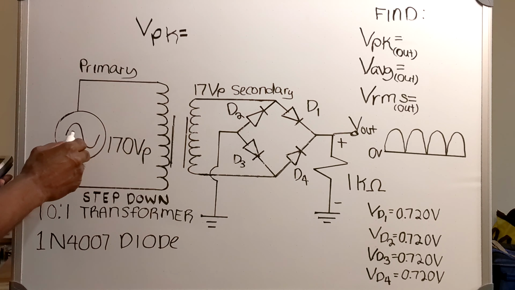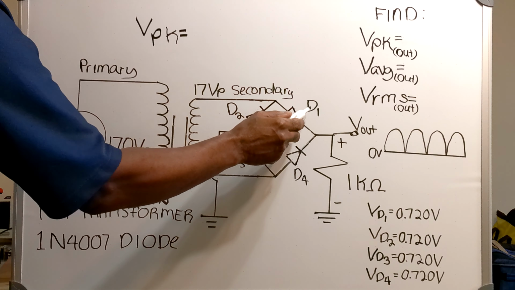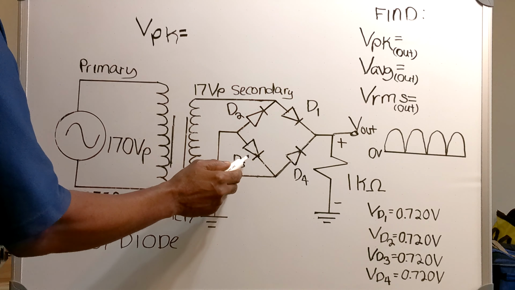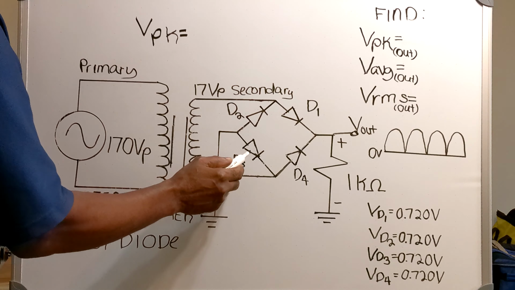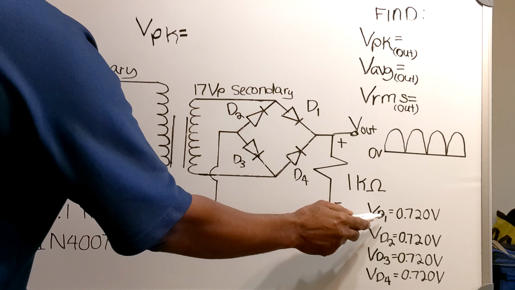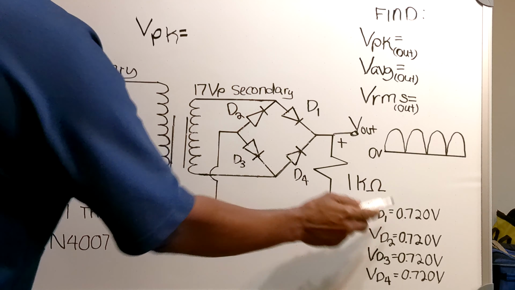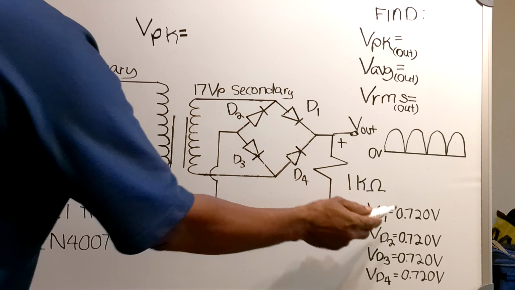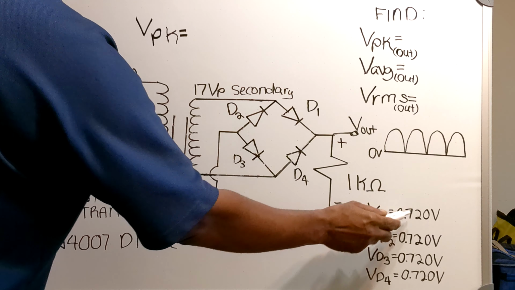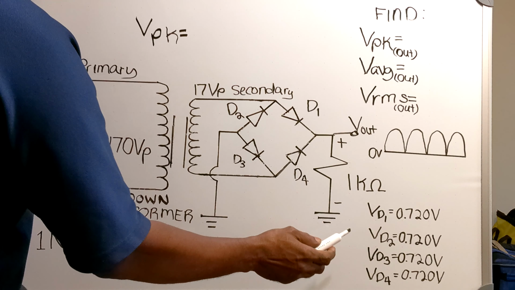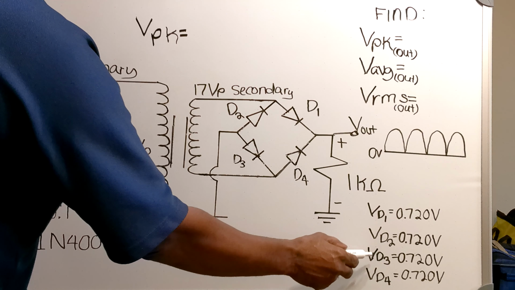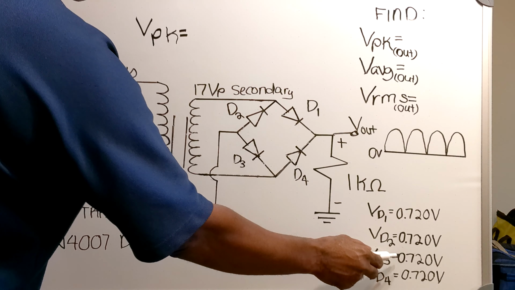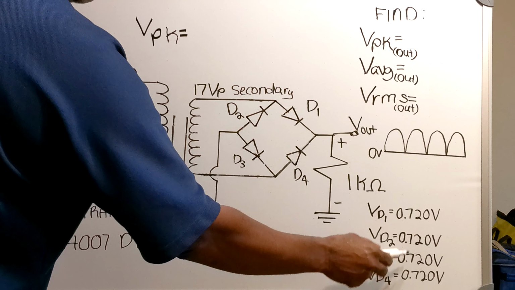On the positive half cycle, the diodes D1 and D3 will conduct. D1 will have a voltage of 0.720 volts, with 17 volts peak on the secondary. On diode 3, the voltage will also be 0.72 volts.